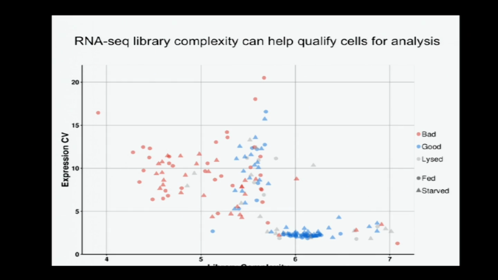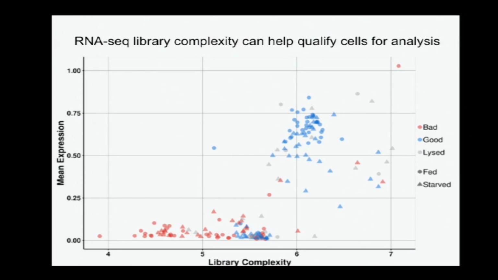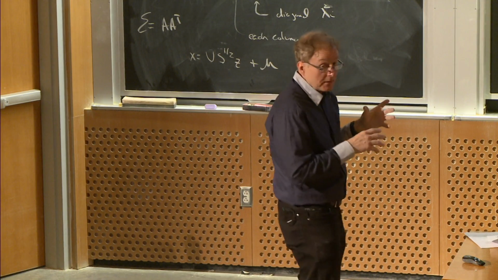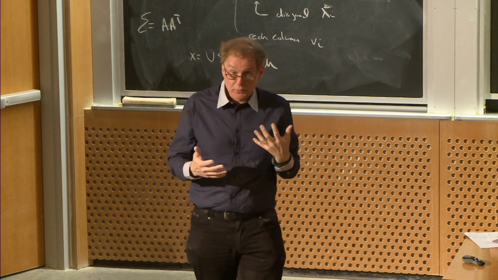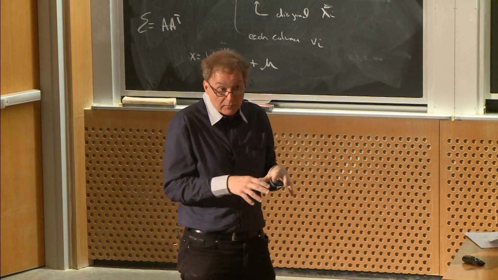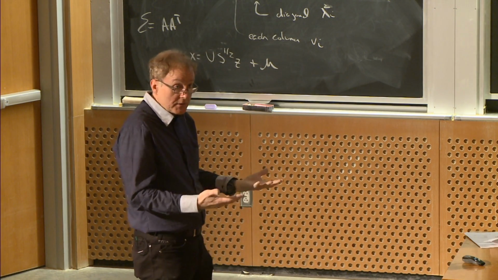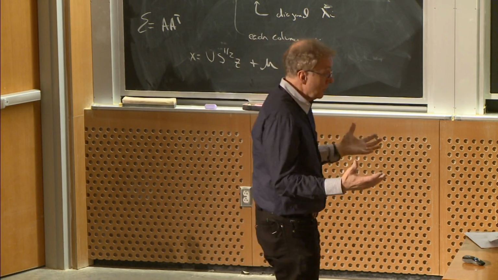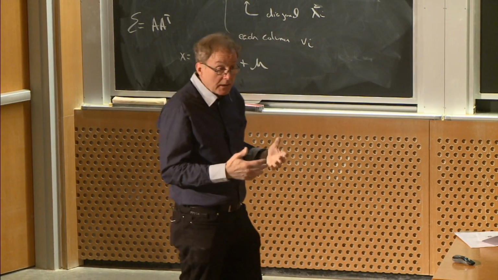And furthermore, as library complexity increases, mean expression increases. And the cells that are in red were classified as bad by microscopy from the Fluidigm instrument processing step. So I think you can see that single cell analysis is going to be extraordinarily important, and can reveal a lot of information that is not present in these large batch experiments.